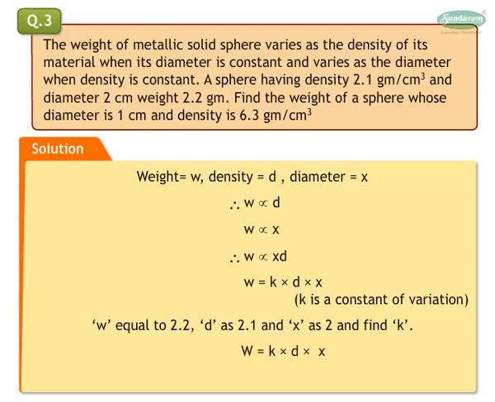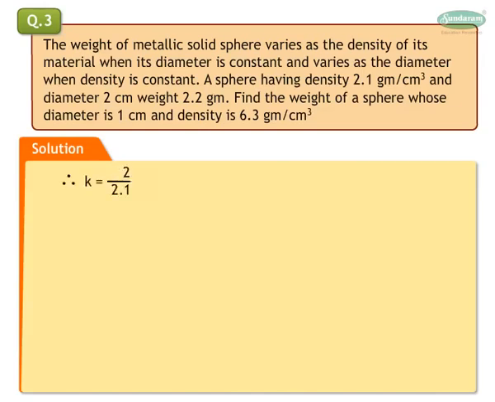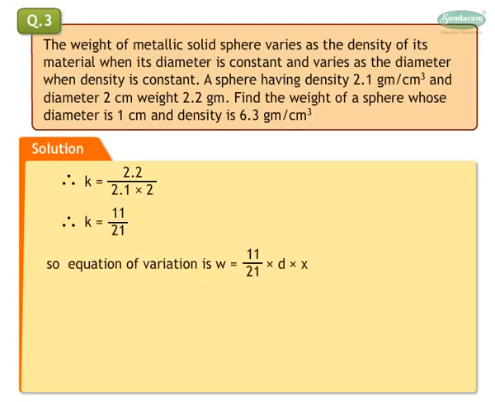W is equal to K into D into X. Substituting the values we get 2.2 is equal to K into 2.1 into 2. Therefore, K is equal to 2.2 upon 2.1 into 2. We get K is equal to 11 upon 21. So our equation of variation is W is equal to 11 upon 21 into D into X.